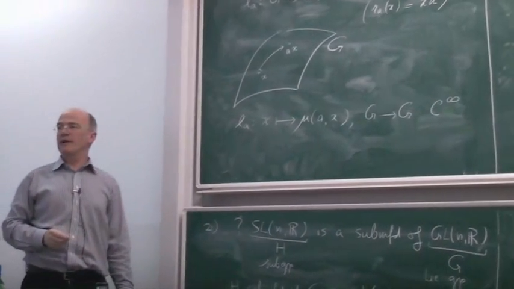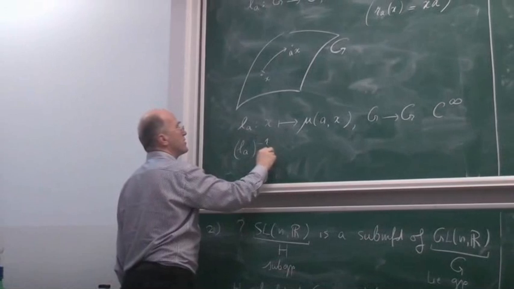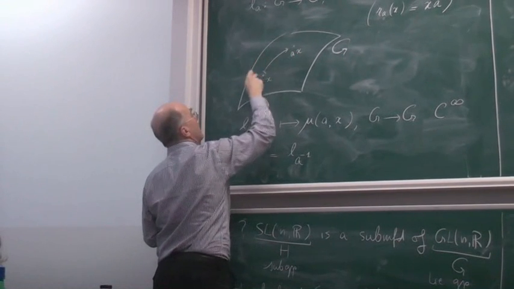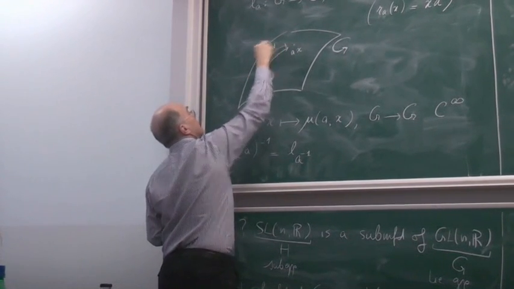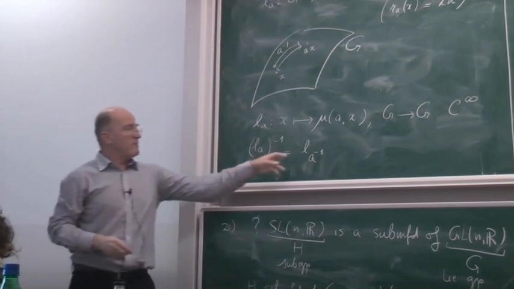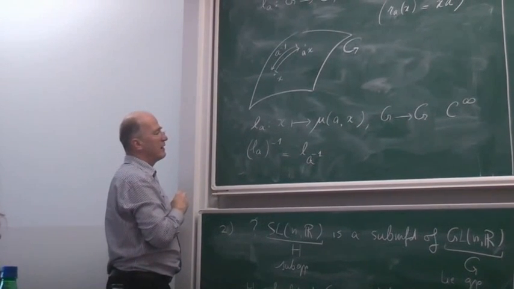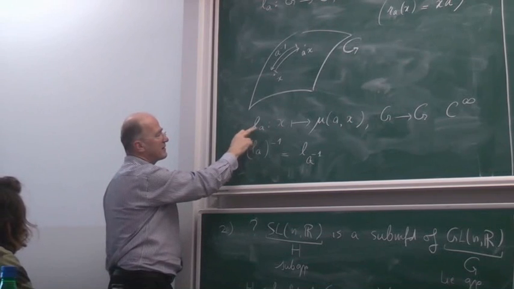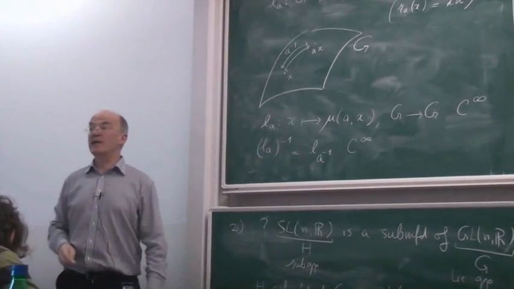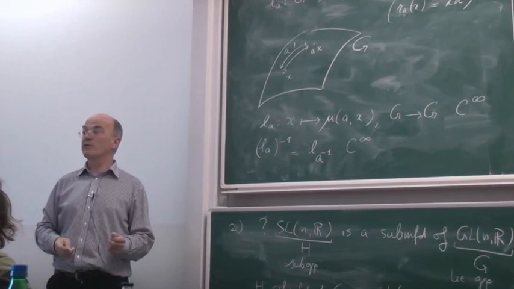Now clearly, it's also bijective. And its inverse is just multiplication by the inverse of A. If we first multiply by A, and then we multiply by A inverse again, then obviously nothing happens, because we are using the associativity of the group here. So this map is a bijection with this as its inverse, but for the same reason that LA is a smooth map, this is a smooth map as well. And that means that we have a bijective map, which is smooth, and whose inverse is also smooth, and therefore we have a diffeomorphism.